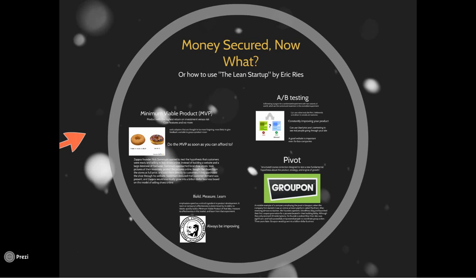Now, hopefully you've done the last 2 steps and you have money secured. Now what? This is kind of more or less a love affair with The Lean Startup by Eric Ries. This was a great book, published in 2011. I had no idea that it's such a new book, but it's basically become the Bible of all the bigwigs in Silicon Valley.